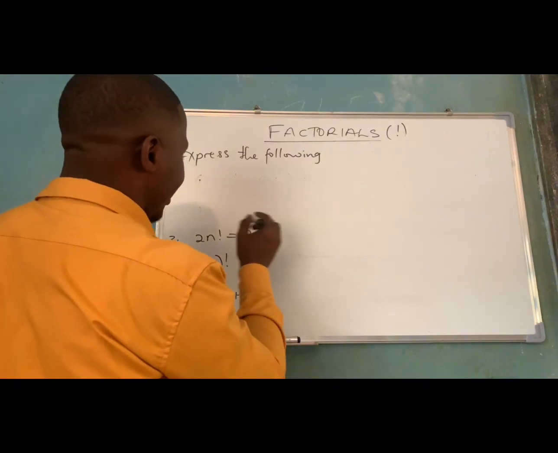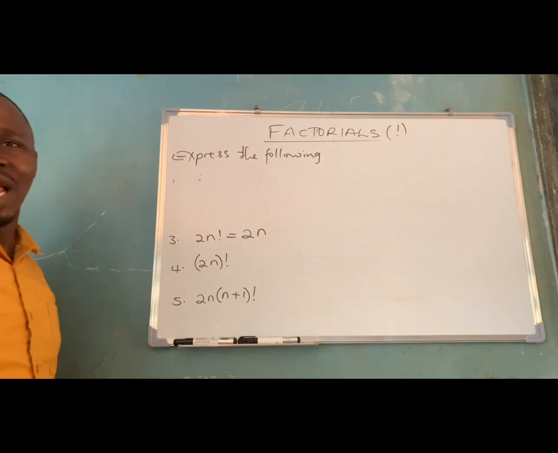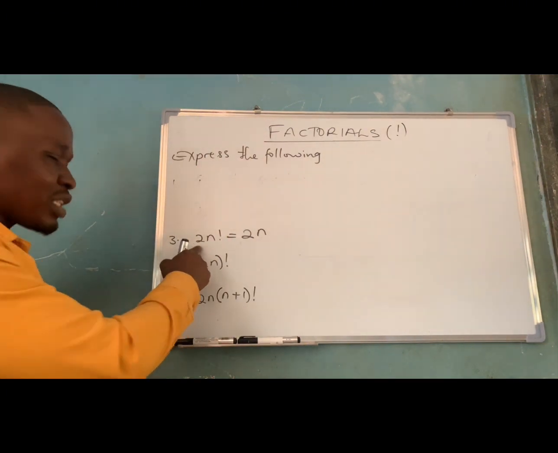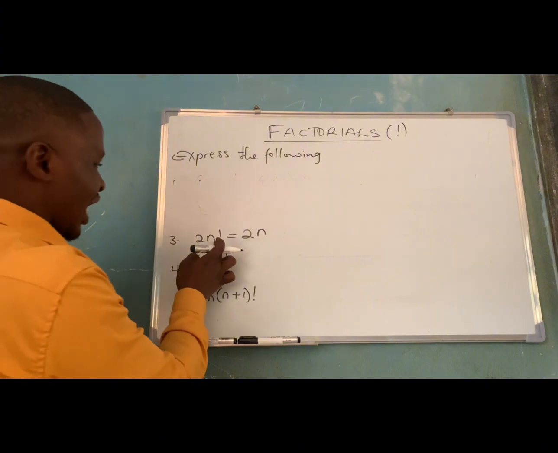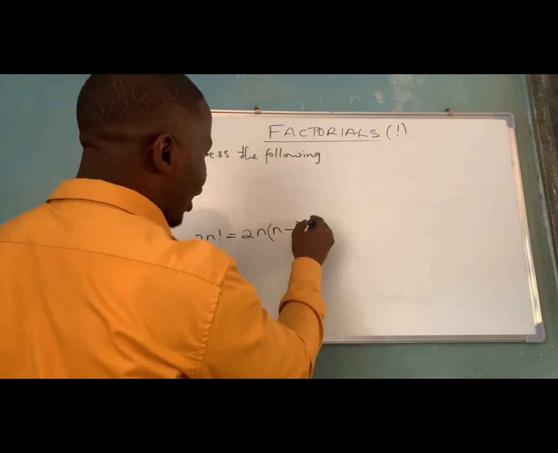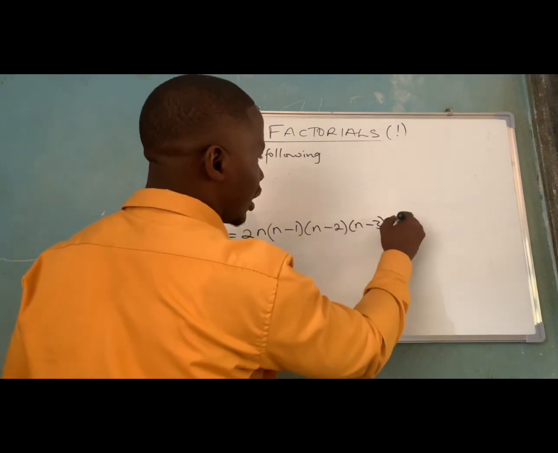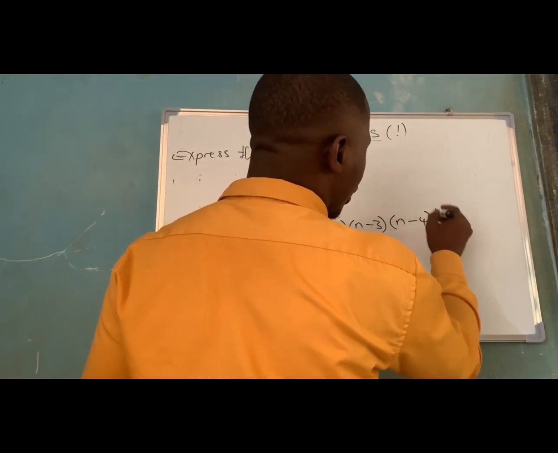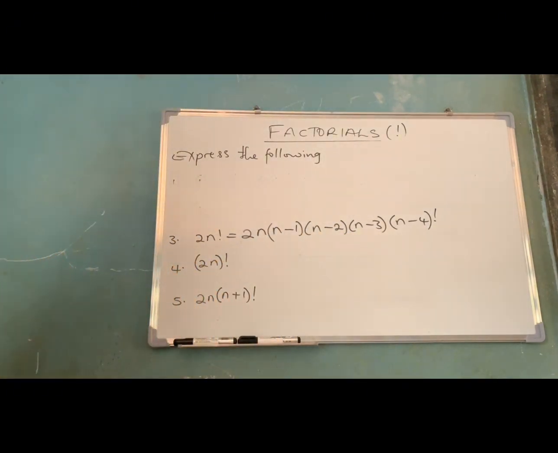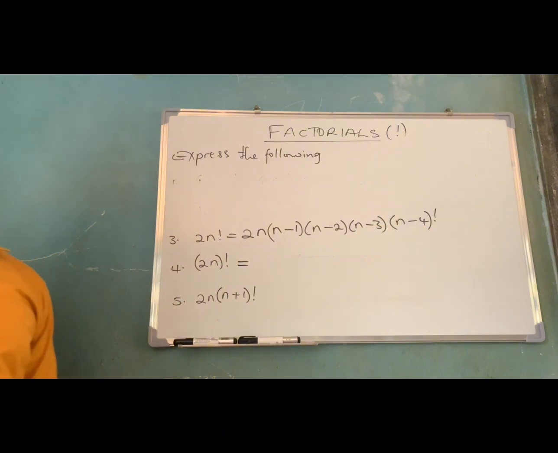So we have 2 with n factorial. 2 with what? N factorial. So what is n factorial? N multiplied by n minus 1, n minus 2, n minus 3, n minus 4. We want to stop here. Clear? Alright. So we want to know for 2n factorial.